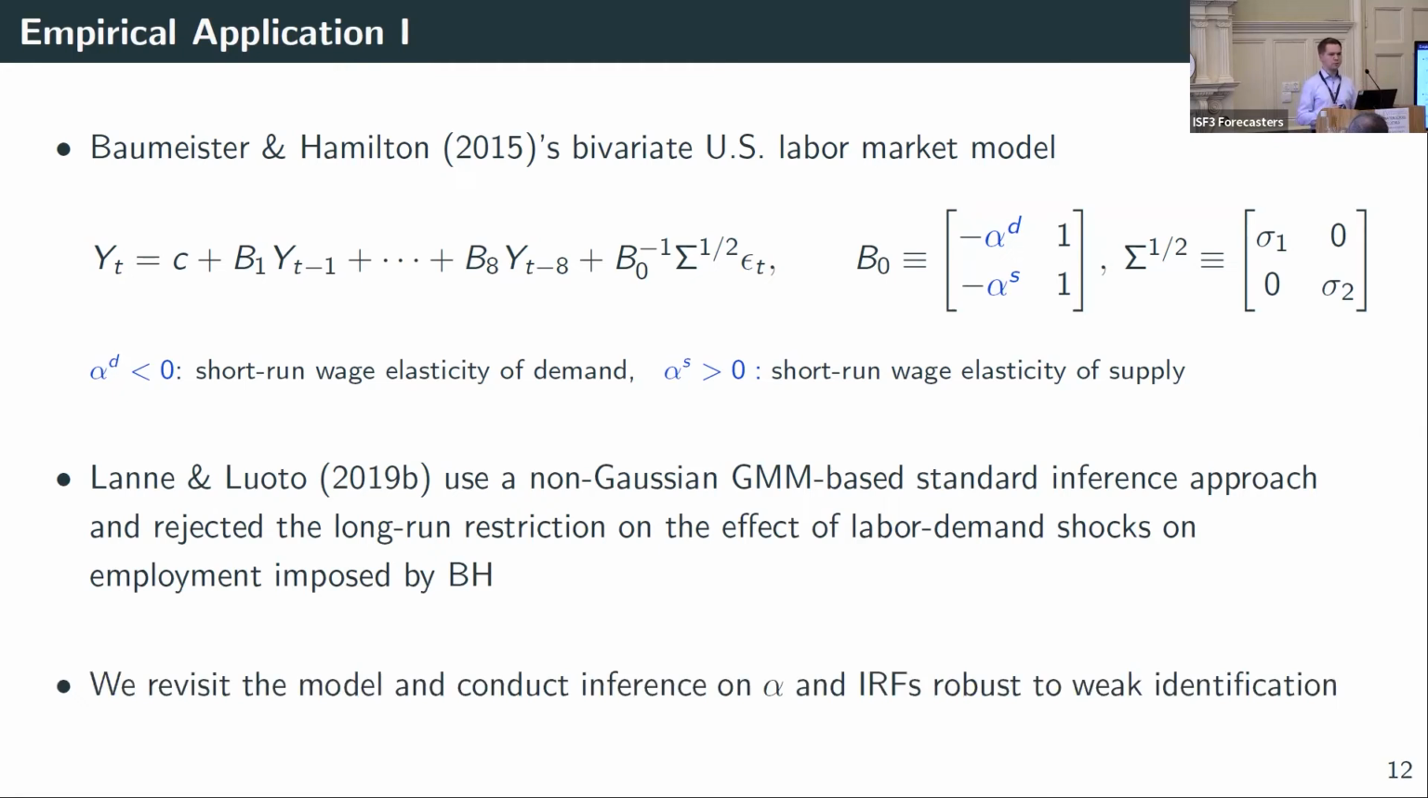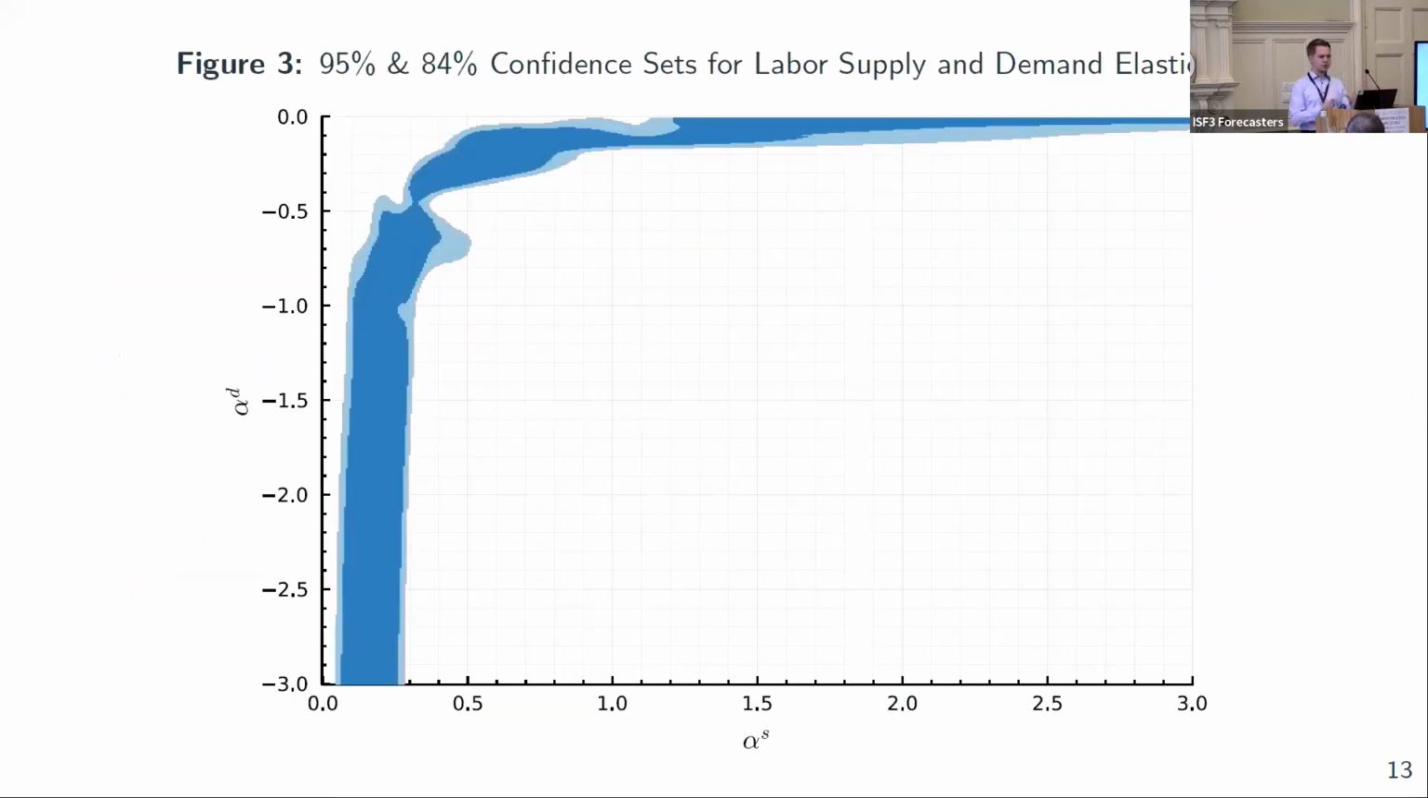So we revisit this model without imposing any assumptions on either non-Gaussianity or any of these long-run restrictions, simply based on the sign restrictions that Baumeister and Hamilton impose: that the short-run wage elasticity of demand is negative and the supply elasticity is positive. And then we can use this first-stage test to construct joint confidence regions for the supply and demand elasticity parameters.